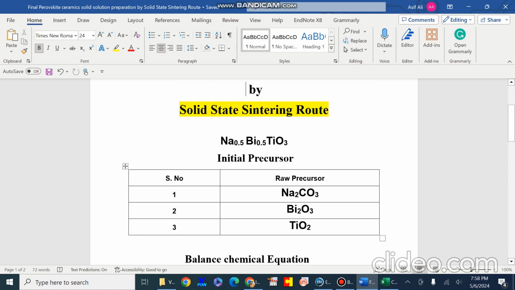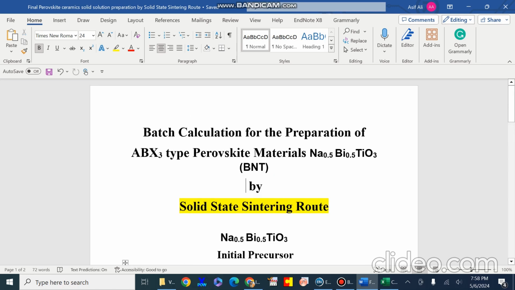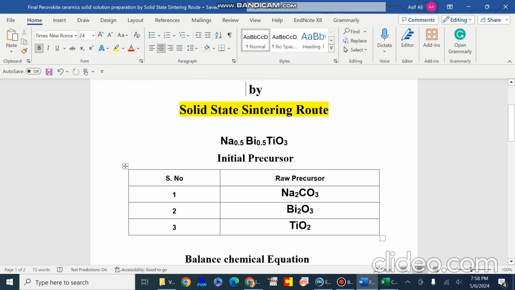The very important thing that needs to be noted is the raw precursor, since there are many types of raw precursor available for the preparation of the perovskite material. However, for the preparation of the NBT based perovskite material, the raw materials available in powder form are sodium carbonate, bismuth oxide, and TiO2.